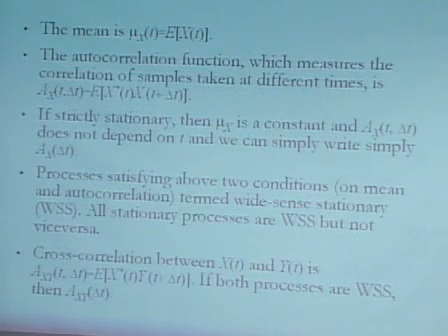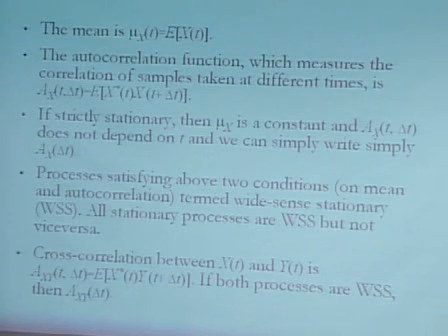Remember that the mean of a random variable was denoted by mu. So the mean of a random process is mu of t. So it is a function of time, and it's just the expected value of x of t. So at each time, we have a different expectation in general. Okay?